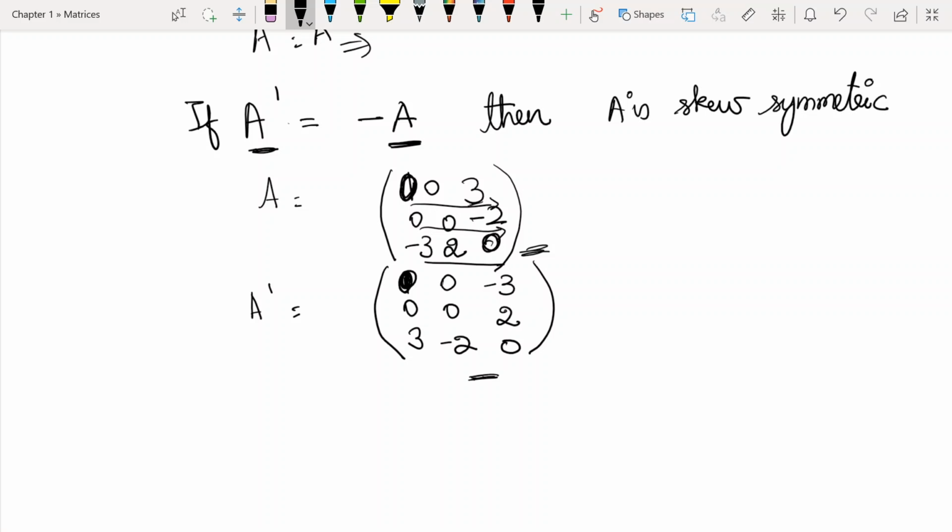Now you can compare this and this. This element was 3, this has become minus 3. This element was minus 2, it has become plus 2. This element was minus 3, it has become plus 3. This element was 2 and this has become minus 2. So can we say A transpose is nothing but negative of A? Therefore A is skew symmetric.